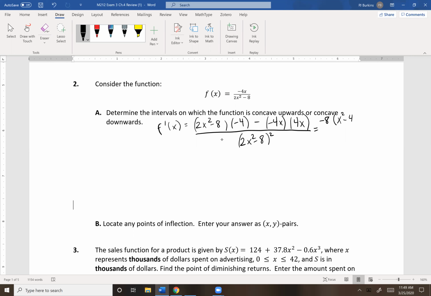And then we've got a negative in the middle. And I'm taking out a negative 8 out of these two. So this is really negative 16. I take out a negative 8, that leaves me back a 2. And there's x squared there.